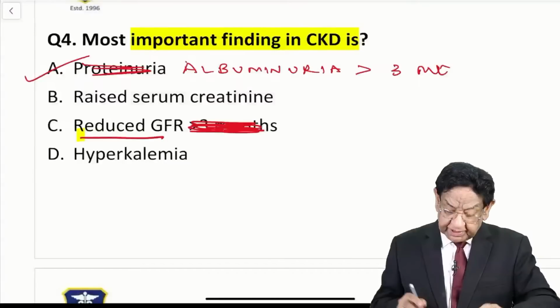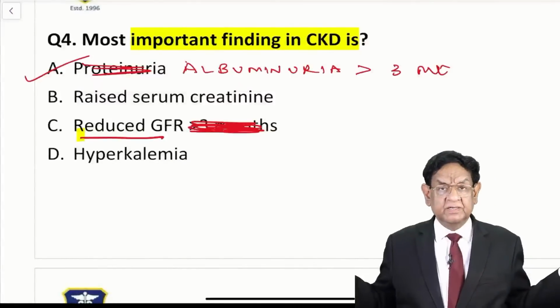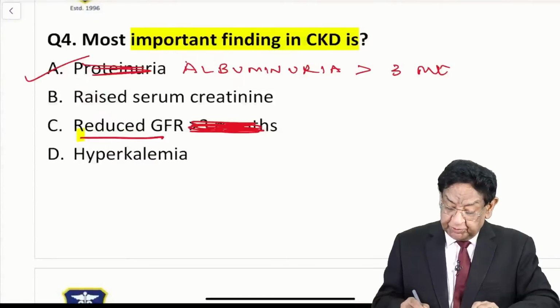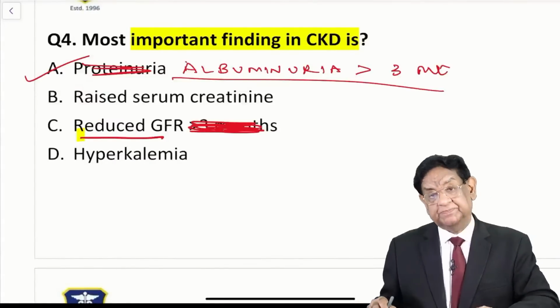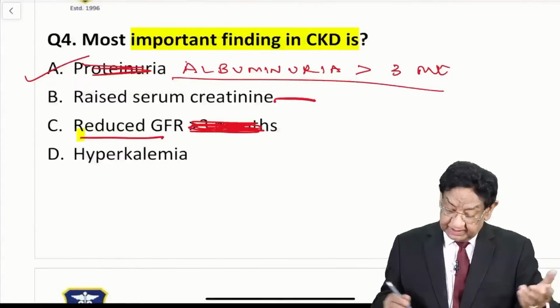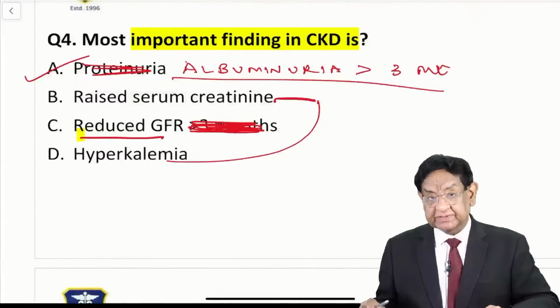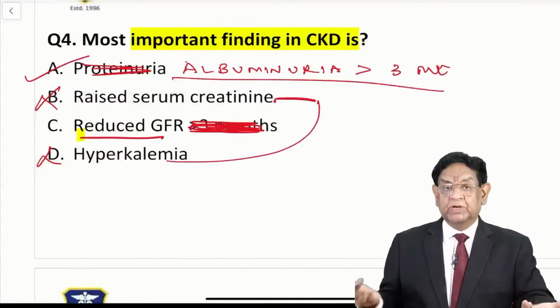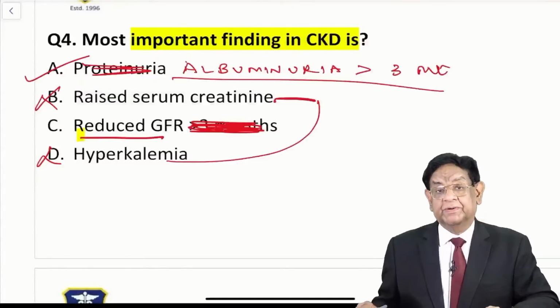Here he said reduced GFR. Reduced GFR occurs in acute renal failure also. But proteinuria for more than 3 months is a better answer. What about this? This happens in both ARF and CRF. This again can occur in both ARF and CRF. So it is out, as I told you. The only criterion is proteinuria.